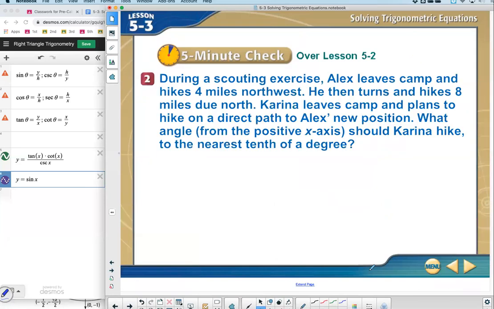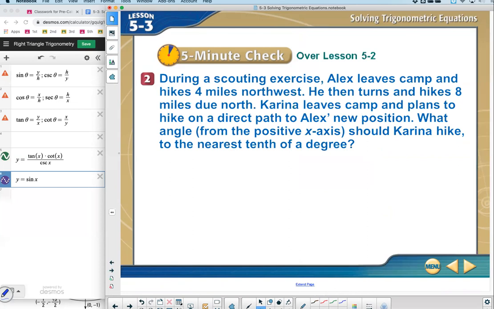Okay. So let's check out number 2 here. Number 2 says, during a scouting exercise, Alex leaves camp and hikes 4 miles northwest. He then turns and hikes 8 miles due north. Karina leaves camp and plans to hike on the same direct path to Alex's new position. What angle from the positive x-axis should Karina hike to the nearest 10th of a degree?